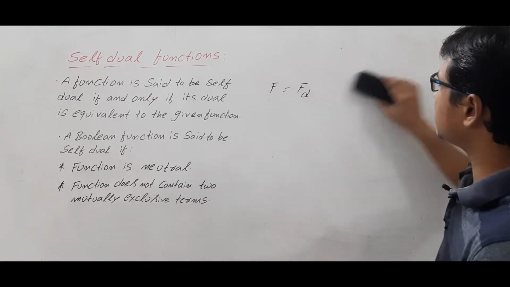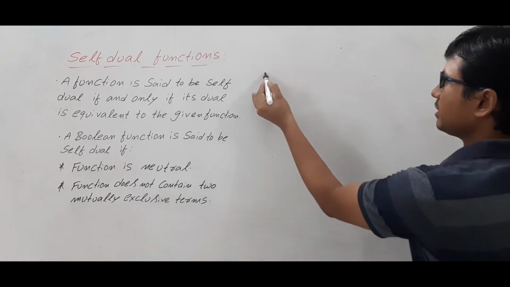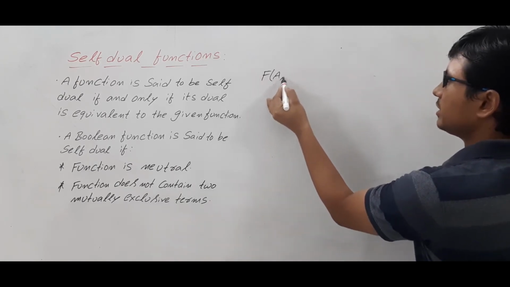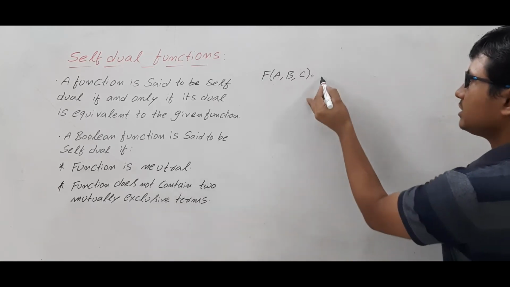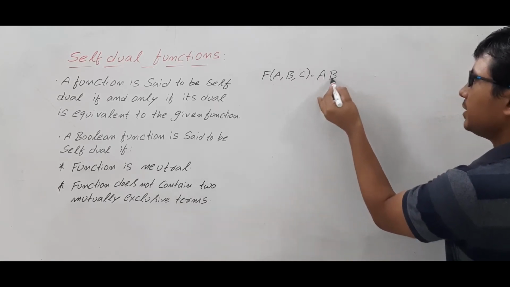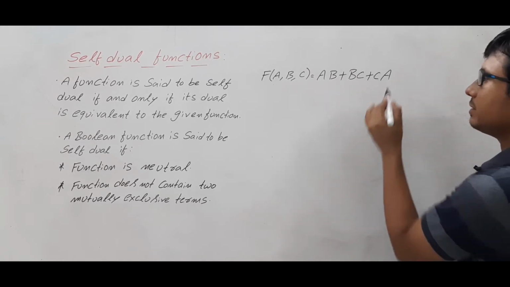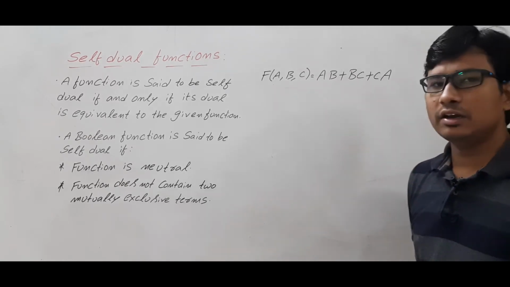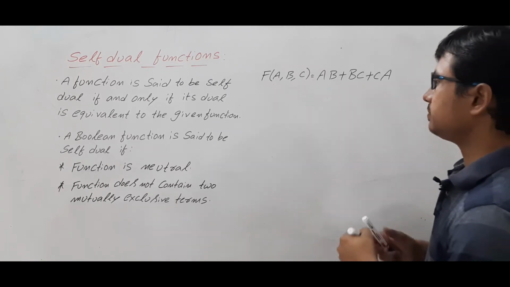Now let me discuss an example. I have taken a function with Boolean variables a, b, c, and the function is a and b or b and c or c and a. So this is the function. Now first let me find its dual. How to find the dual?